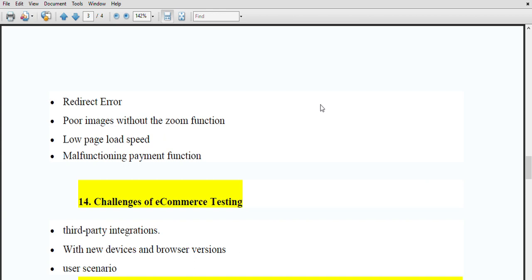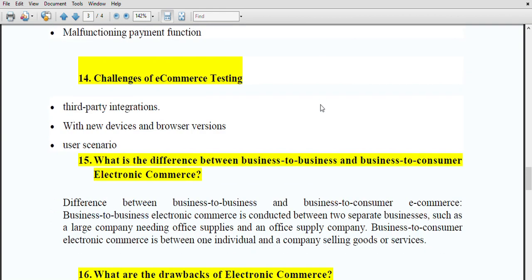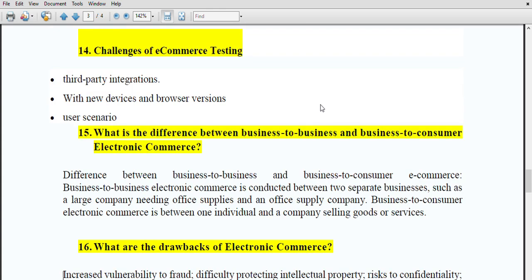Then the next important question is, what are the challenges of e-commerce testing? The challenges of e-commerce testing are third party integration, new devices and browsers you need to cover, and user scenarios. So often in e-commerce websites, users use content management systems like Shopify to build the site in the shortest possible time. So this platform offers integration with third party services for various purposes like gift cards, social media purposes, or online payment management. So this is the main challenge.